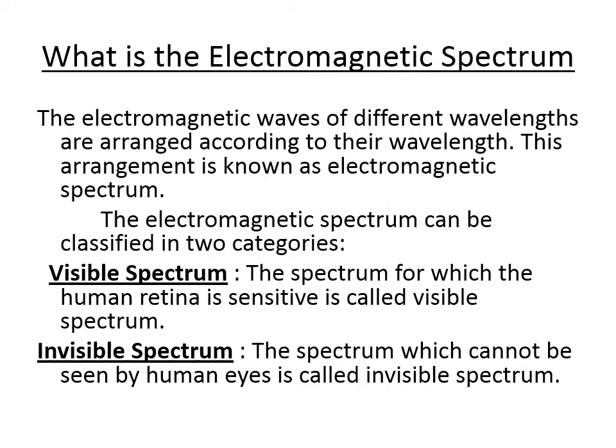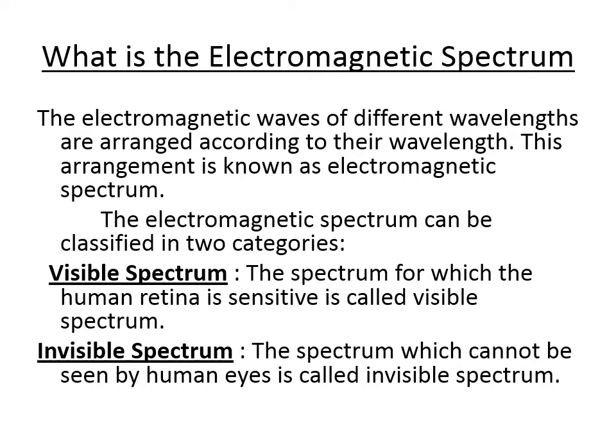Next is, what is the electromagnetic spectrum? The electromagnetic waves of the different wavelengths are arranged according to their wavelength. This arrangement is known as electromagnetic spectrum. The electromagnetic spectrum can be classified in two categories. First one is a visible spectrum, next one is an invisible spectrum.